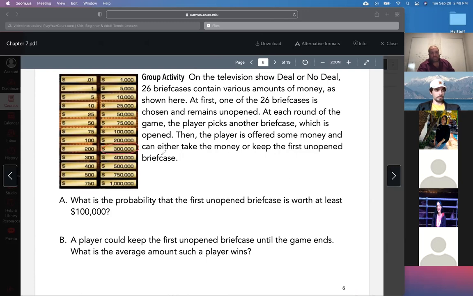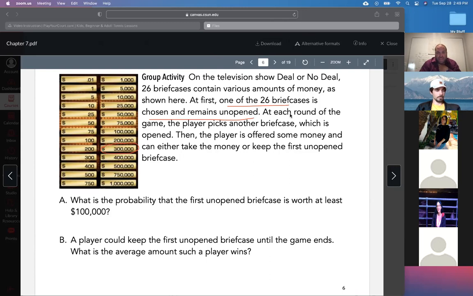You pick the one that has $300,000 behind it. Now, of course, you don't know that it has $300,000 behind it. You're just picking a random suitcase. So at first, one of the briefcases is chosen and remains unopened. So we're never going to see this. It's unopened. Okay, with me so far?